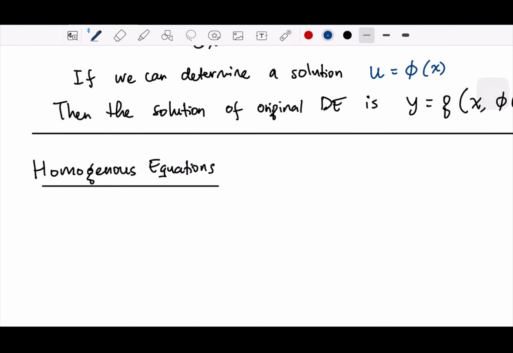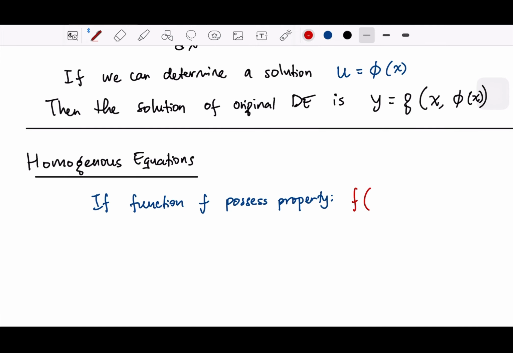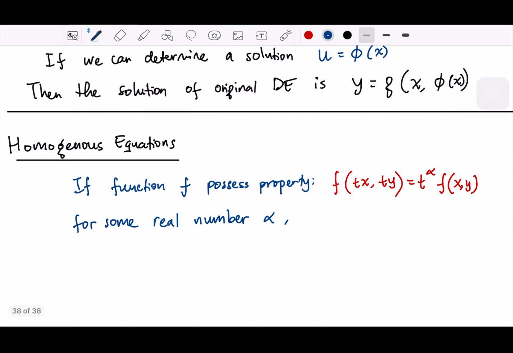Let me write the definition first. If a function f has the property that when you have f of tx and ty, where t is a multiplication factor, this equals t to the power of some alpha times the function f of x, y, for some real number alpha, then f is a homogeneous function of degree alpha.